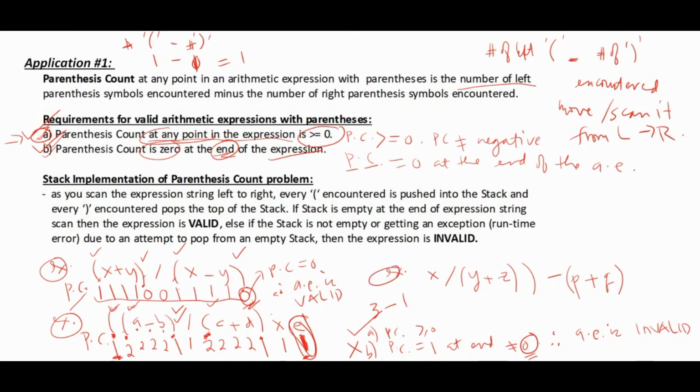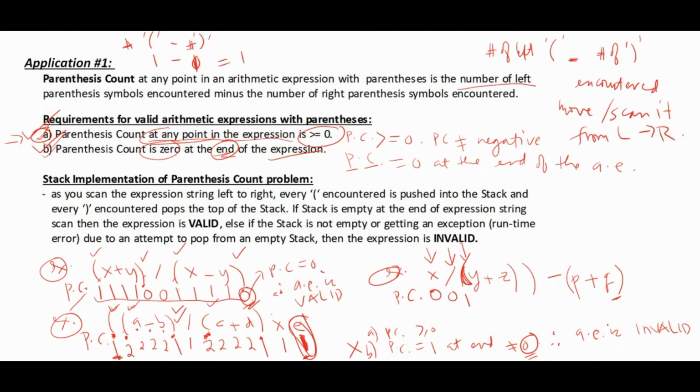How about the third example? This is the leftmost character and this is the rightmost character. What is the parenthesis count at every point? Starting from the leftmost character, it is 0, right? This is 0 because at this point, we have not encountered any left or right parentheses. At this point, we have not encountered left and right parentheses. At this point, we have encountered 1 left. So this is 1. And we have not encountered any right parentheses.